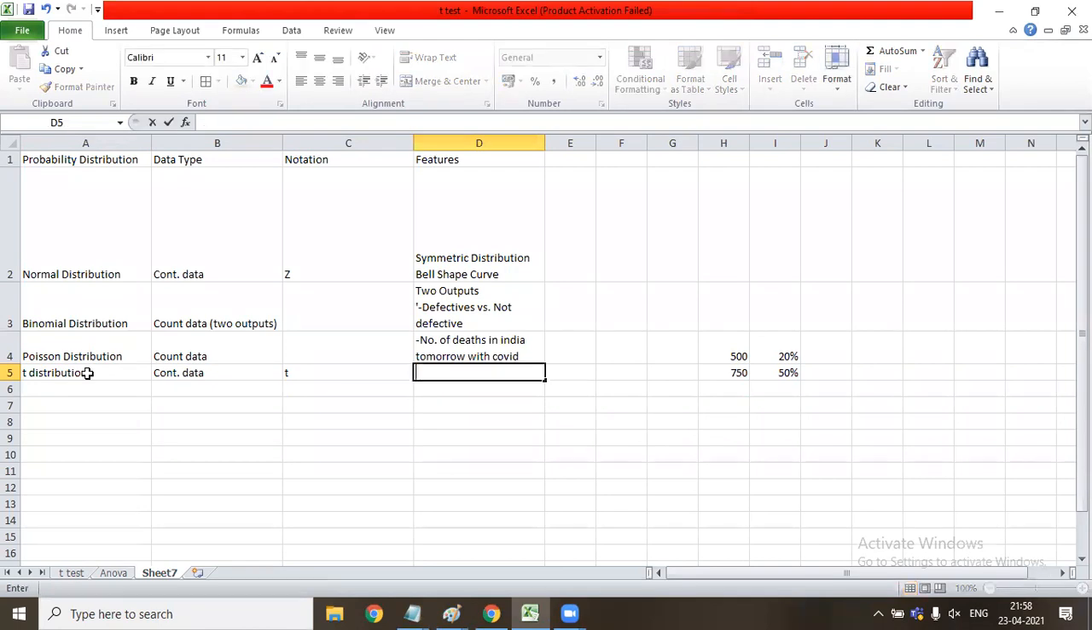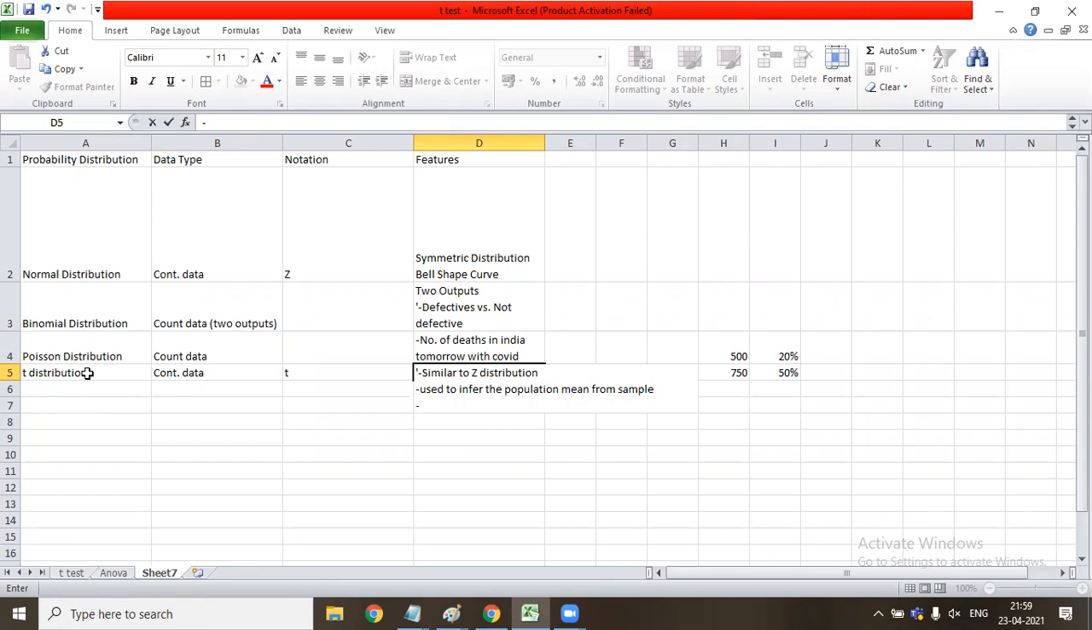It is similar to the Z distribution. It is used to infer the population mean from a sample, the thing that we have seen.